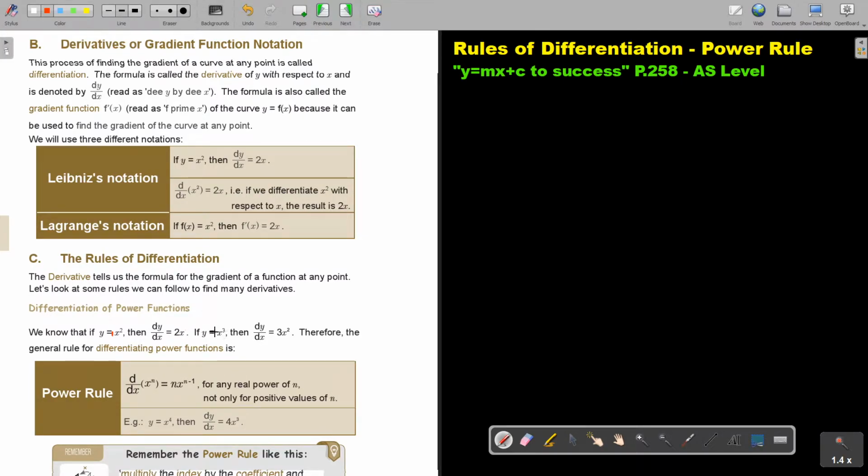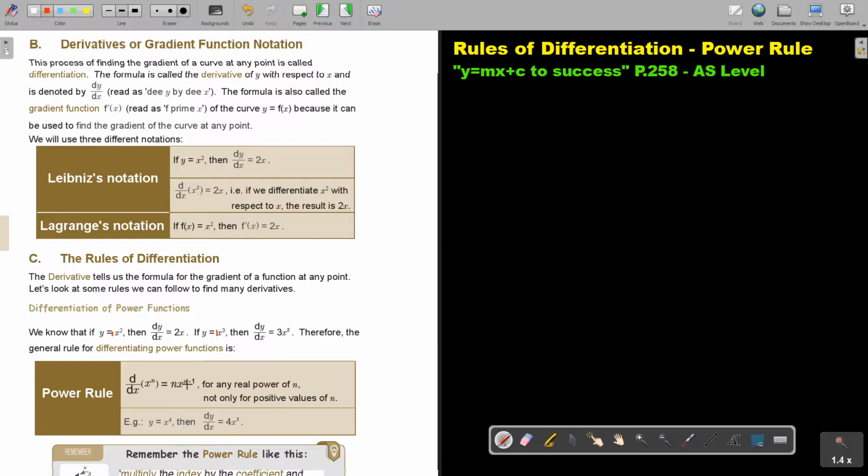So if we test it on this one, what's the coefficient? 1. If we take that index and multiply it by the coefficient, we get 3, and then we subtract 1 and we get that 2. So, therefore, the general rule for differentiating power functions is, okay, there it is. This is in the notation that we wrote it. So, for any real power of n, not only for positive values of n. That n value can be negative. It can even be a fraction.